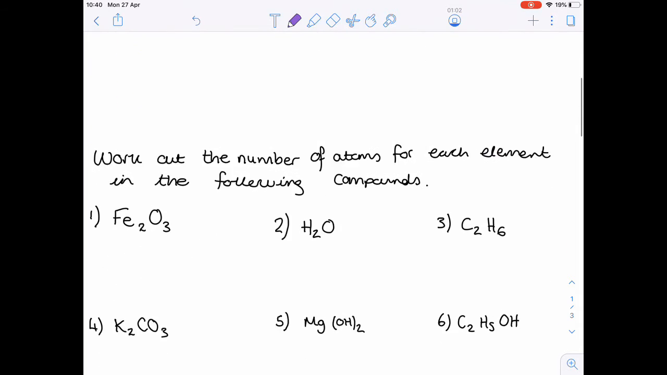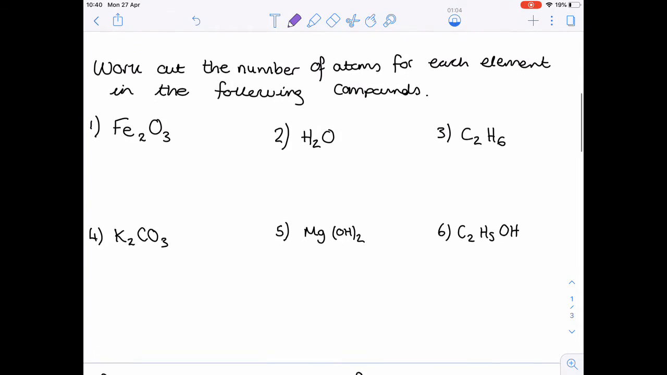So what I'm going to ask you to do is work out the number of atoms for each element in the following compounds. I'll just get you started with the first one. I would draw an arrow, I'd write Fe equals and the number of atoms based on the numbers around it, and I'd also write O equals. Pause the video, have a go, and then I'll mark the answers with you.